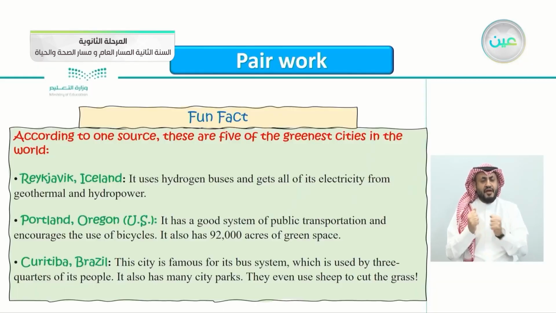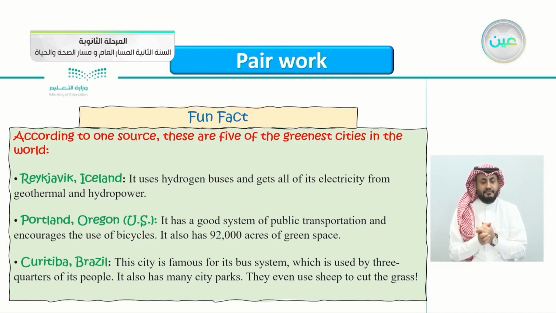So here's a fun fact. According to one source, these are 5 of the greenest cities in the world. Let's check them out. The first one is Reykjavik in Iceland. It uses hydrogen buses and gets all of its electricity from geothermal and hydropower.